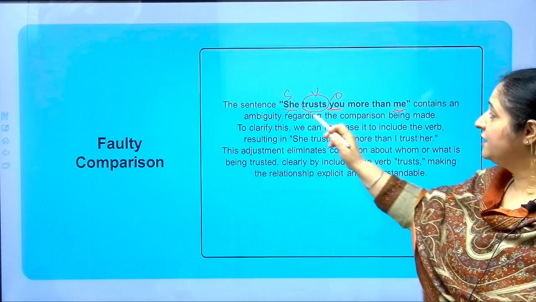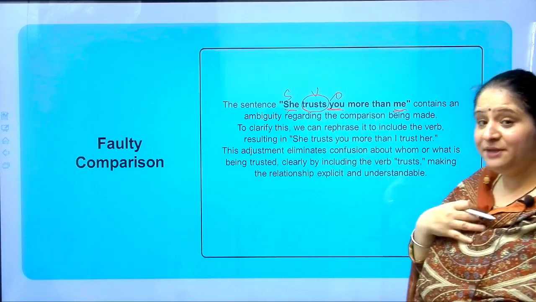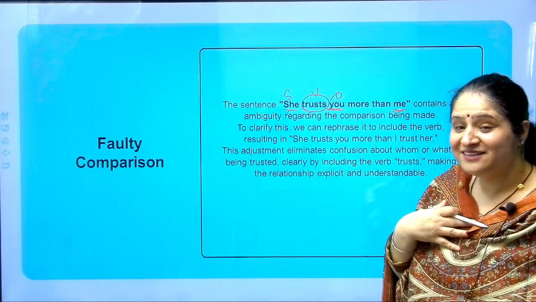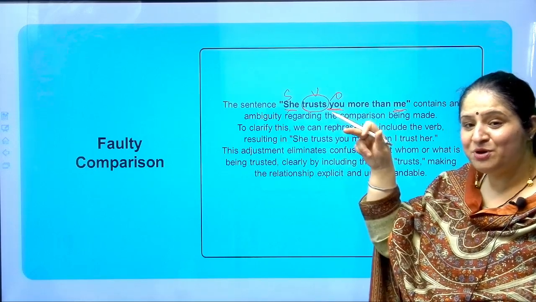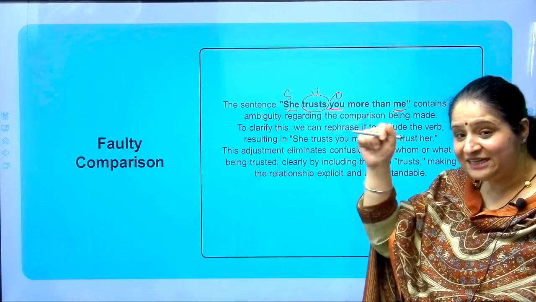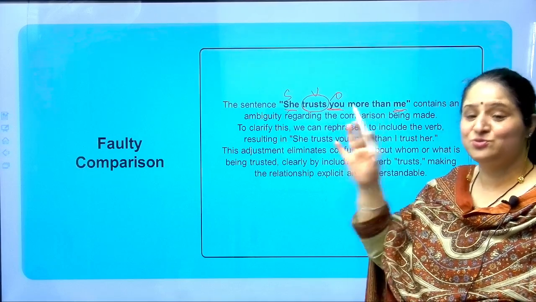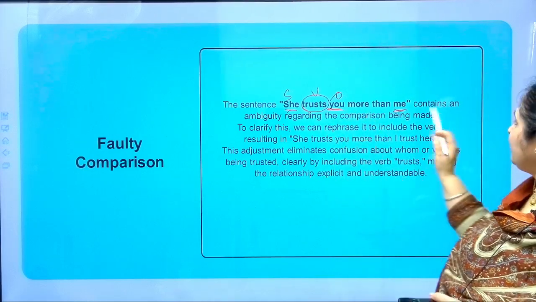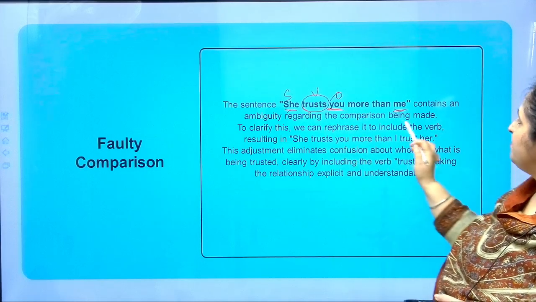Are you getting it? So she trusts you more than me नहीं. She trusts you more than I. Right? And mentally you can put a verb over here. More than I trust you. Brackets में लिख दो trust you so that there is no confusion as such. Is that clear? So it again contains an ambiguity regarding the comparison being made.